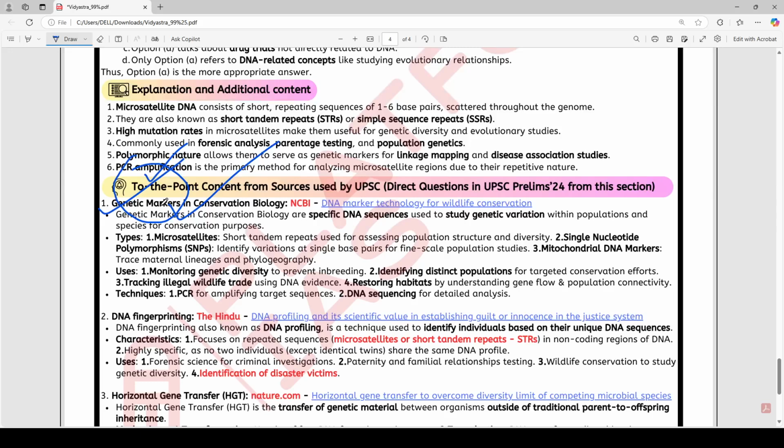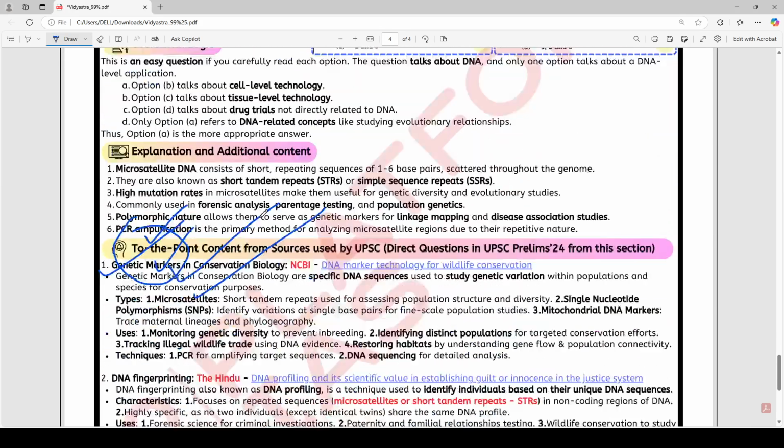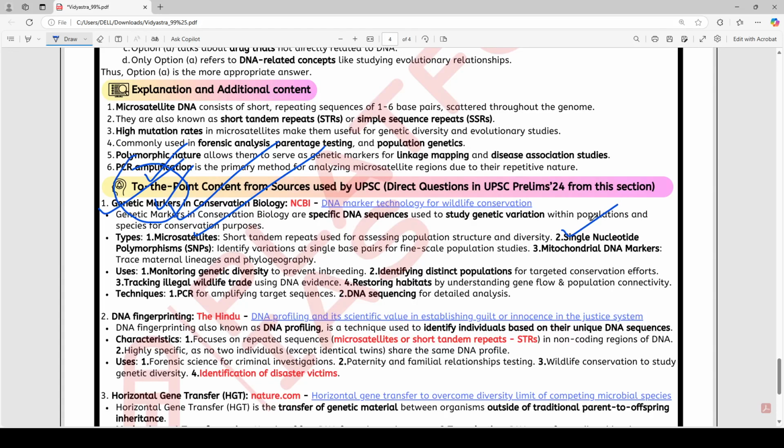Because our bodies are built differently, and these are known as genetic markers, and these can be microsatellites. UPSC asked this question: what is microsatellite DNA? These can be single nucleotide polymorphisms. These can be mitochondrial DNA markers.